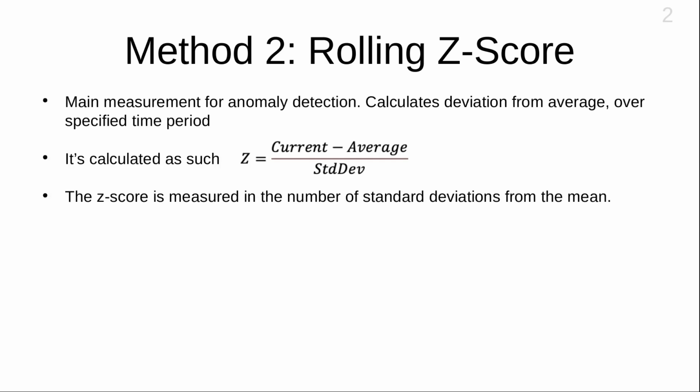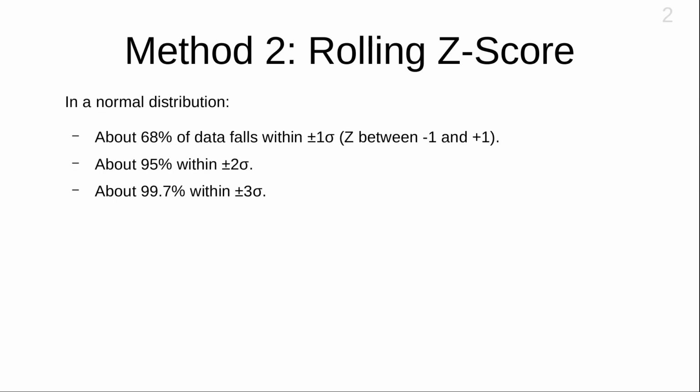So as I said, the z-score is our main anomaly detector. It calculates deviation from average over a specified time period. It's computed as the current value, which is the raw data, minus the average, divided by the standard deviation. Z-score is the number of standard deviations from the mean, and it's measured as an absolute number. 68% of measurements are within the absolute threshold of 1. 95% goes up to a threshold of 2. And 99.7% of situations are covered at 3.